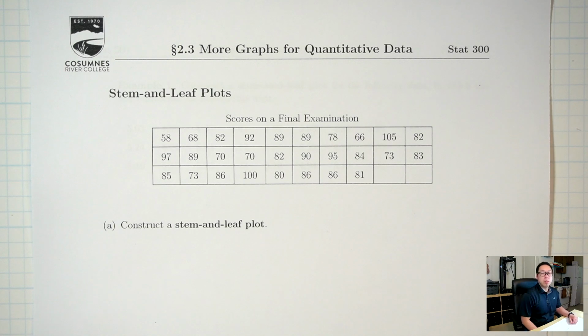In the last lecture, we talked about several graphs. We talked about histograms, polygons, and ogives. Today, I'm going to add one more type of graph, a stem and leaf plot. So let's take a look at this. These are scores on a final exam. I'm going to take a typical data value here. So let's start with this 58.